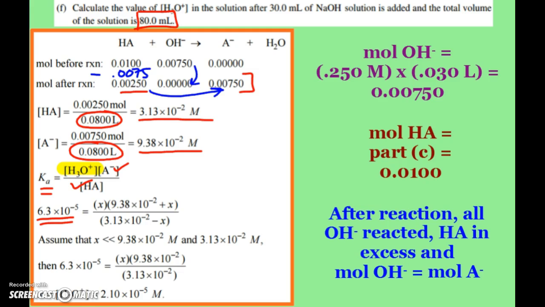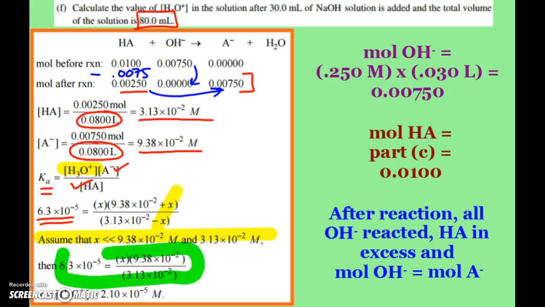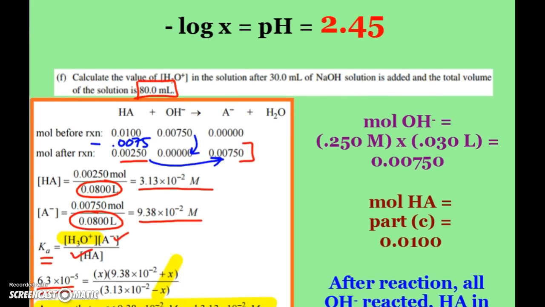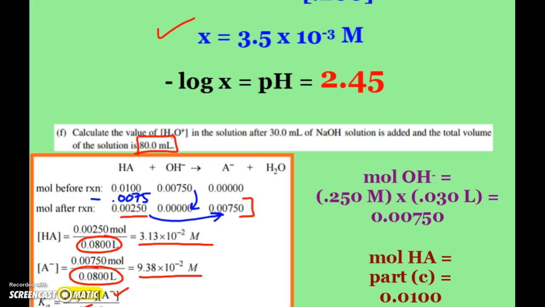So yes, technically in our expressions we would have the plus x and minus x, but again they're not going to make us do the quadratic, so you just kind of ignore them, and if you never write that on your test, it's no big deal. If you just have this part that you see down here, 6.3 equals this expression, you're totally fine. And when you solve for that, you get the 2.1 times 10 to the negative fifth molar, which is smaller than my 3.5 times 10 to the negative third, because that was when we started.